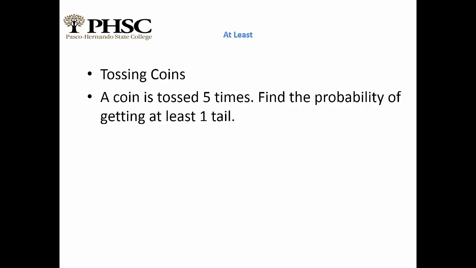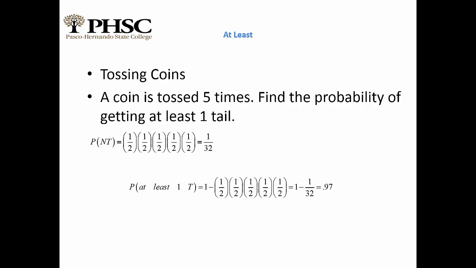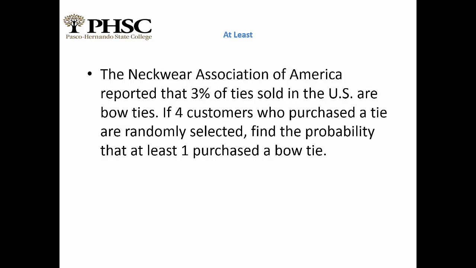Here's another example. A coin is tossed 5 times. Find the probability of getting at least one tail. So the probability of no tails would be 1 over 32. In other words, that would be all H, right? So H 5 times. So then the probability of at least one tail would be 1 minus that, which is 1 minus 1/32, which is about 0.97. So about a 97% chance that if you toss a coin 5 times, you'll get at least one tail.